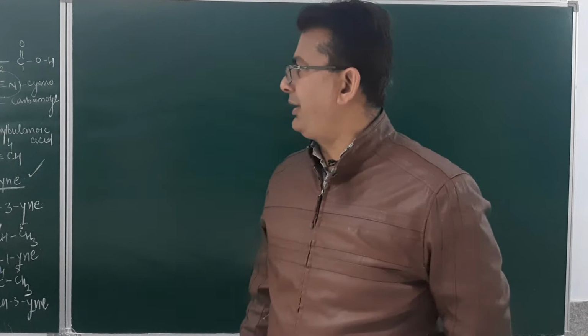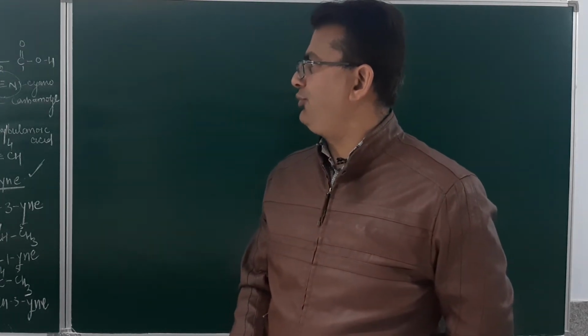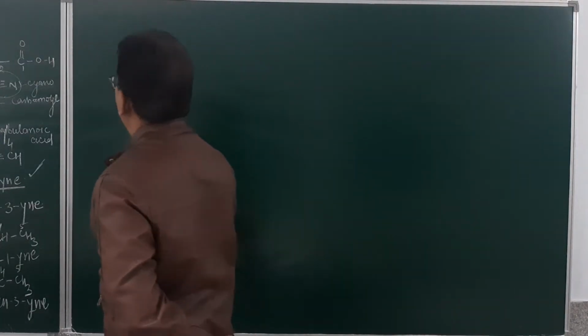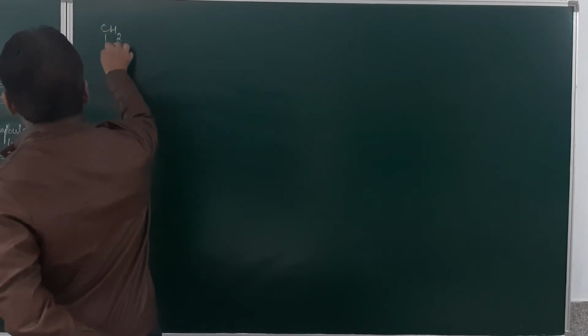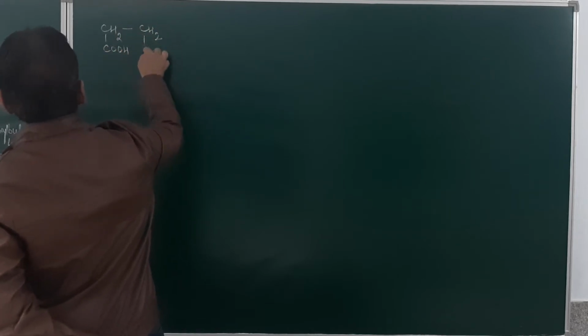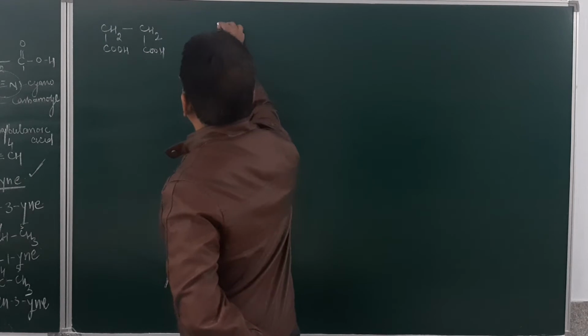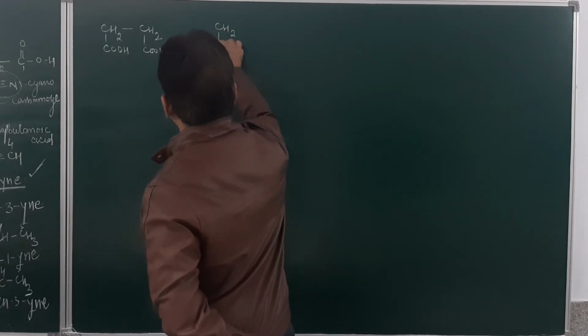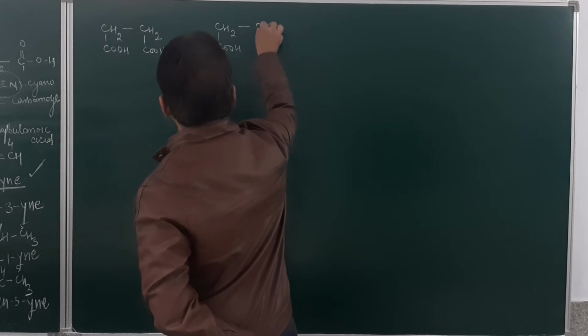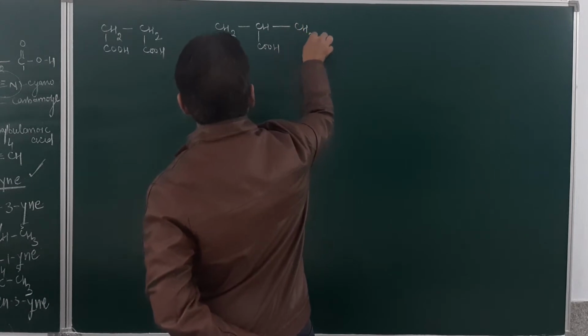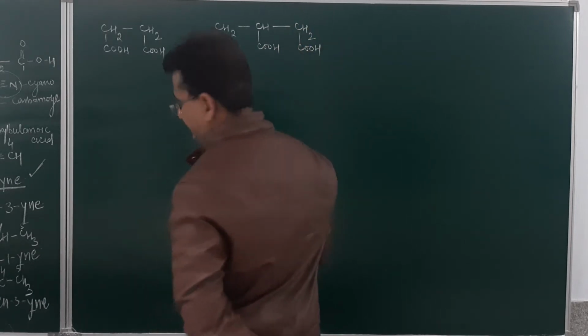Now, let us solve some more problems, or let us name some more compounds on the basis of the seniority table. Now suppose, students, we have this group, just see very carefully. If you have this group CH2 COOH and then CH2 COOH, try to understand this very carefully. Then another compound is this one: CH2 COOH, and then CH, then over here the group COH, and then the group CH2 COOH.